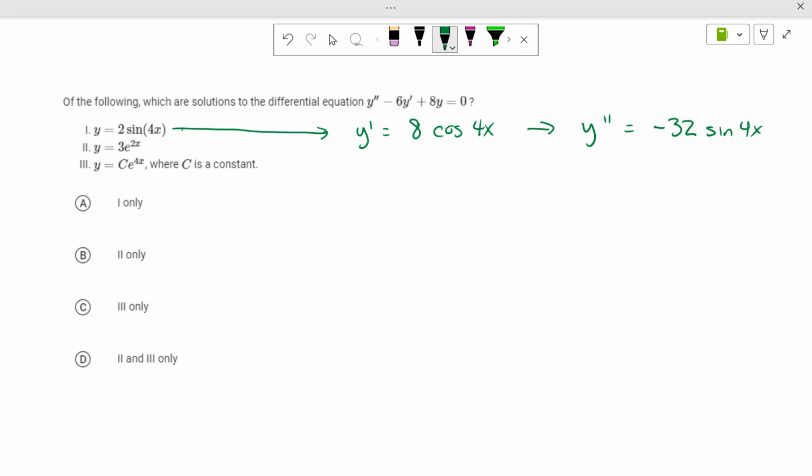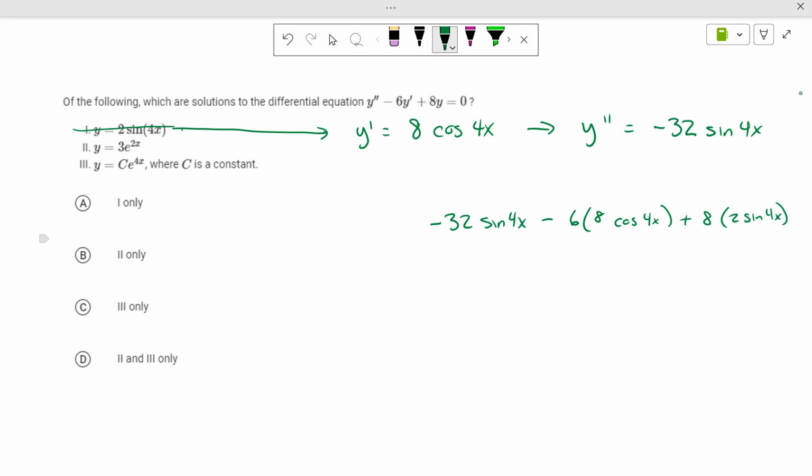If we put those into this equation, negative 32 sine of 4x minus 6 times 8 cosine of 4x plus 8 times 2 sine of 4x, does that equal 0? Well, negative 32 plus 16 is negative 16, and then that's sines and cosines. Does that make sense? No. So this one will not work there.